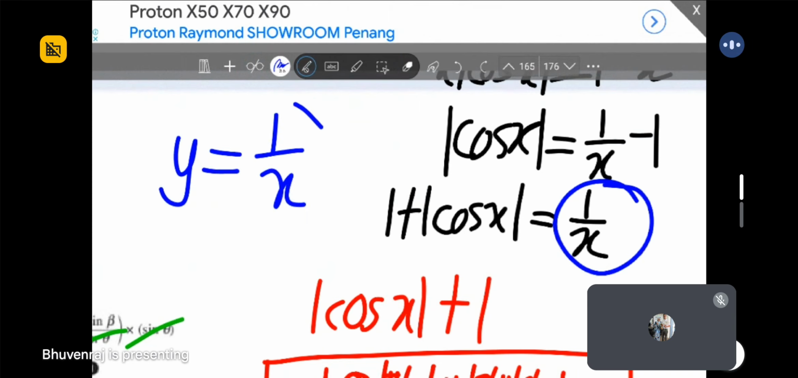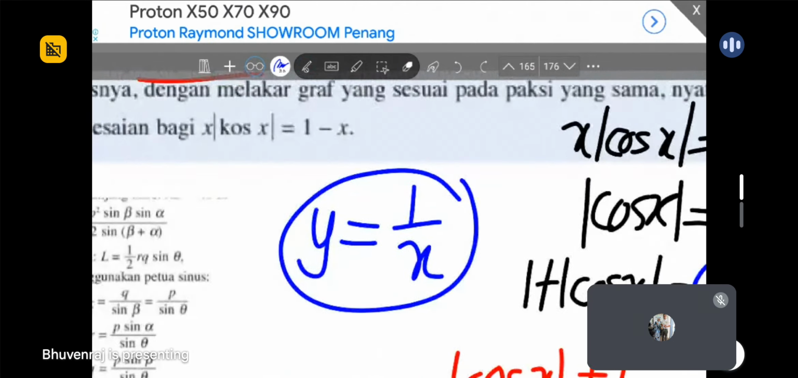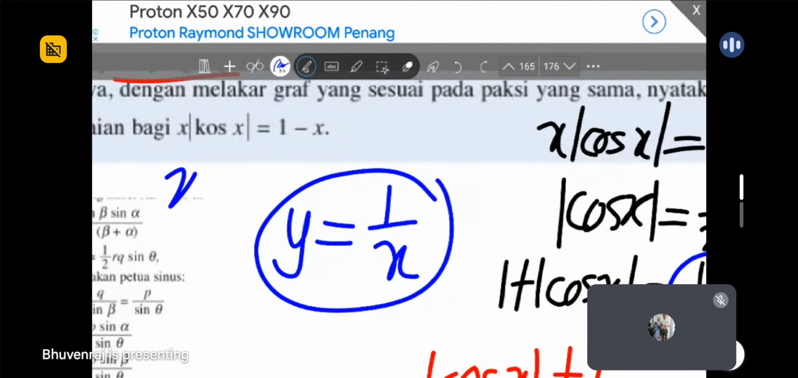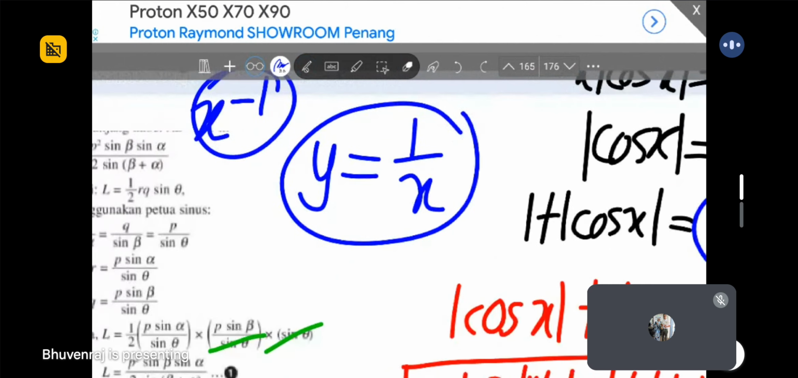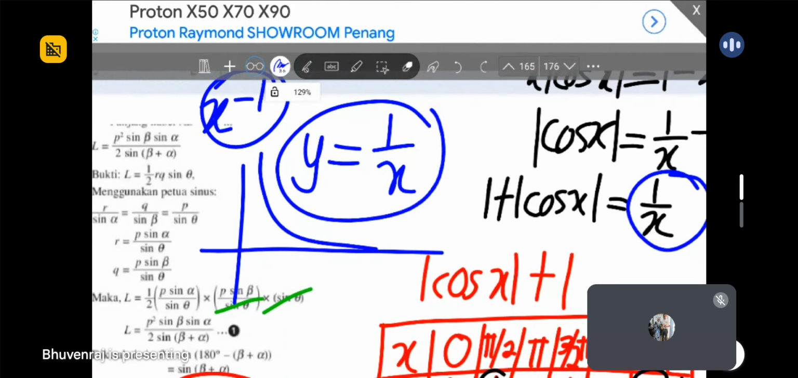So guys, is this graph a straight line or curved line? Adakah ini garis lurus atau melengkung? Okay, so always remember when x power negative 1, this is always a curved graph. Graph melengkung. The graph will look something like this. This is the general shape, bentuk dia. But you need to plot value. Kena letak nilai. Okay, so that is easier.